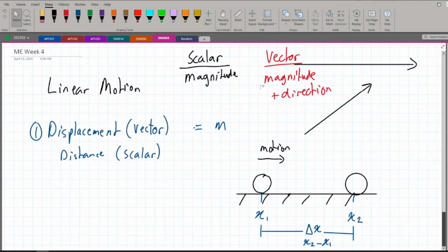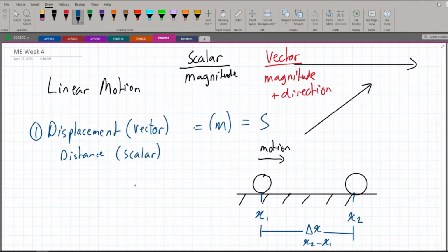So this is the major concept that you need to know, that there's a difference between a scalar value and a vector value. The displacement is a vector value, while the distance is a scalar value. The unit of distance is m, and usually displacement is given as the letter s, and meters is the unit.